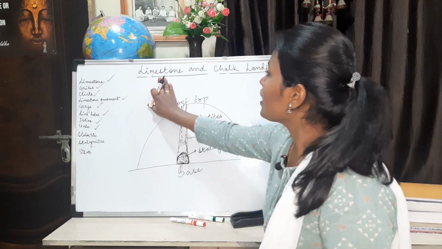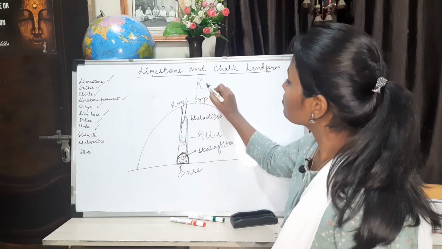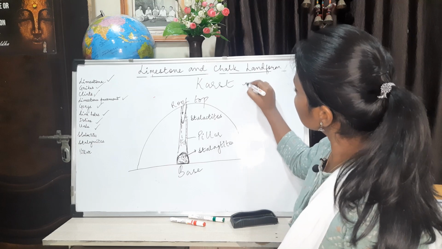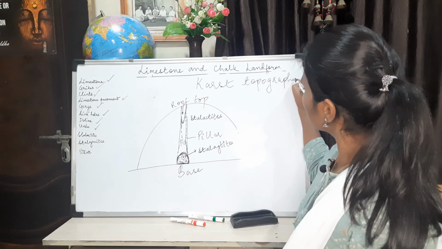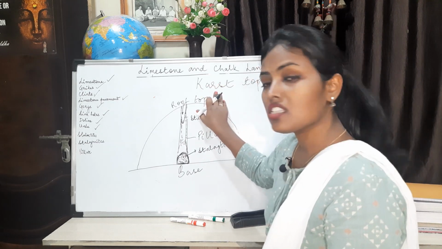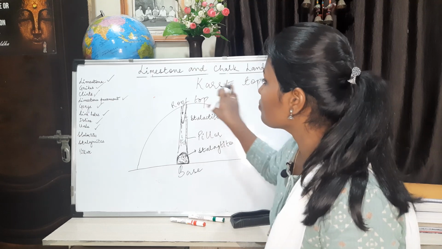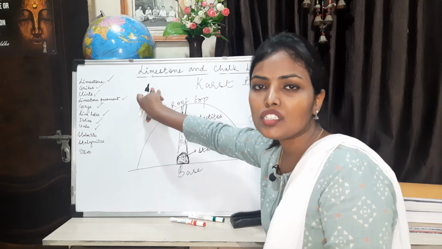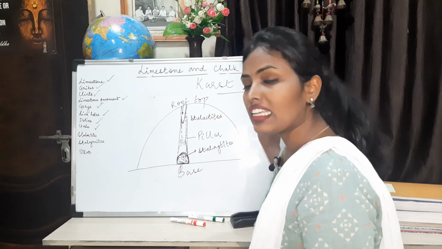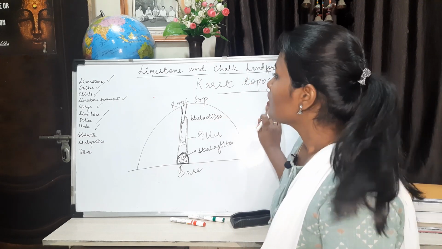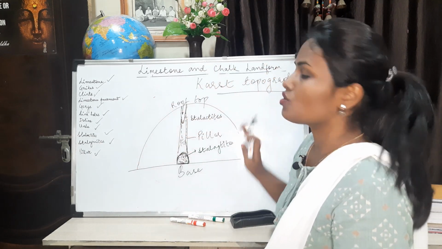Now limestone and chalk kind of topography is called karst topography, because this term is derived from the Kars district of Yugoslavia, where this kind of topography or landforms are predominantly found, and that's why this is called karst topography. So these are the landforms we have seen and covered till now, which come under limestone and chalk landforms.